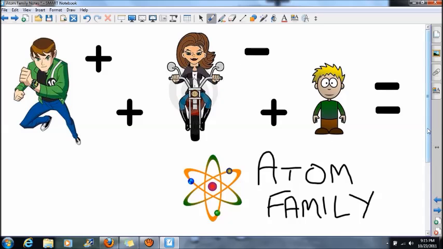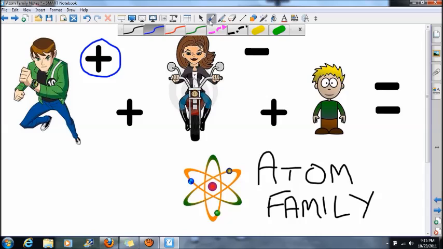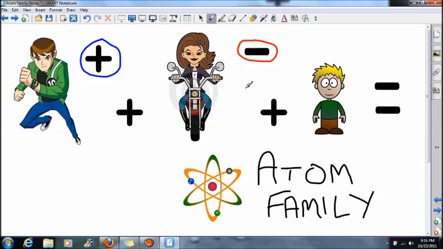So we now take a look at our summary here, and remember, we have positive Paul, and remember, you draw a positive sign with a circle around it. So positive Paul plus negative Nancy, remember you draw a circle around the negative sign, plus neutral Ned, remember neutron is neutral, just an open circle, they equal what we're going to call the atom family.